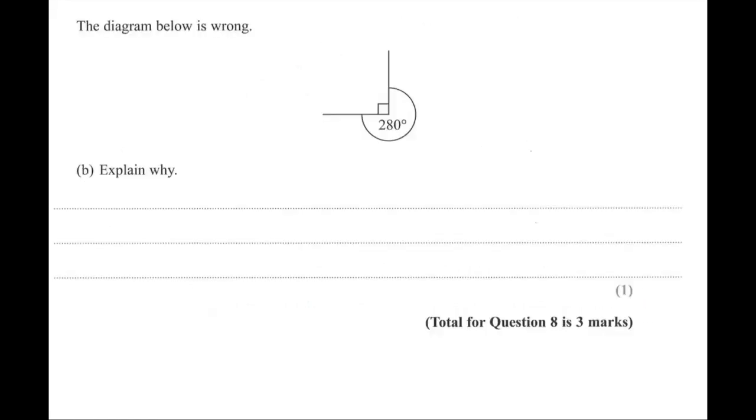8B. The diagram below is wrong. Explain why. Well, angles around a point should add up to 360. We have 90 degrees over here and 280 degrees. So if I add them together, it equals 370 degrees, which is wrong. So angles around a point should add up to 360.